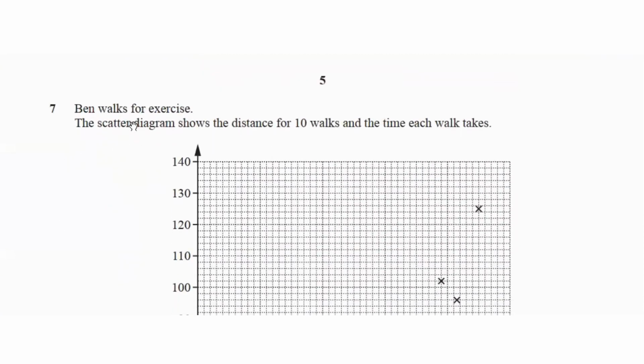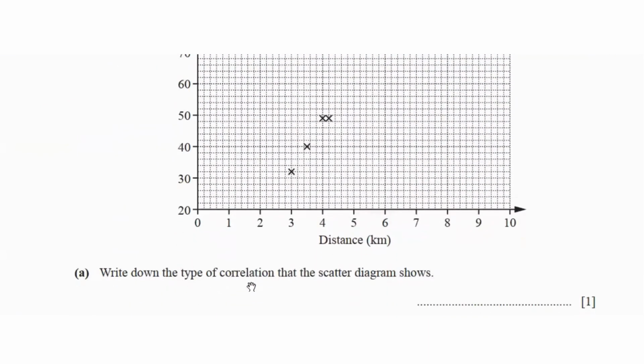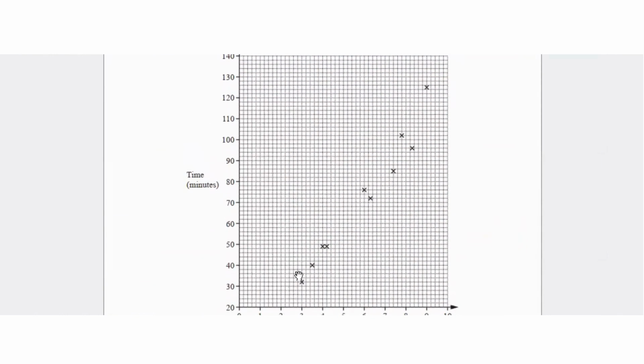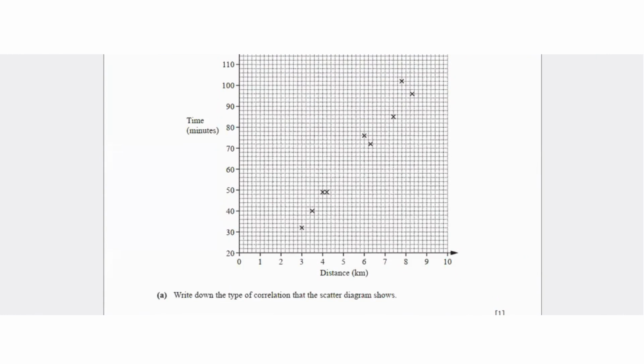Question 7 says Ben walks for exercise. The scatter diagram shows the distance for 10 walks and the time each walk takes. Write down the type of correlation that the scatter diagram shows. So if we look at the correlation of the scatter diagram, we can see that there is a positive slope, and the points are not scattered very far apart. They're near to each other, which means the positive slope shows that there is positive correlation. That is how you would describe the correlation.